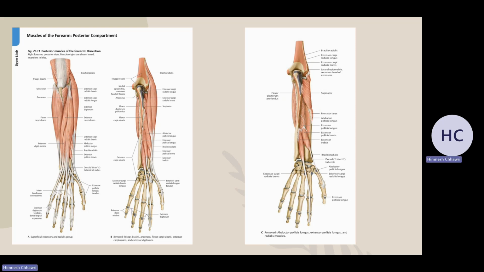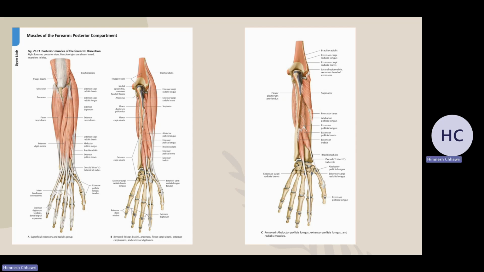Extensor digitorum originates from the lateral epicondyle of humerus and inserts into the dorsal digital expansions of digits 2 to 5. This is called dorsal digital expansion. It's a bit complicated, but you can just think of it as splitting of tendons. It's not basically splitting, but you can remember it that way because it's a bit more complicated than that, and you'll need it if you become a surgeon. I think that's when you require it more. But right now, just remember dorsal digital expansion, splitting and then converging. That's all you need to remember.